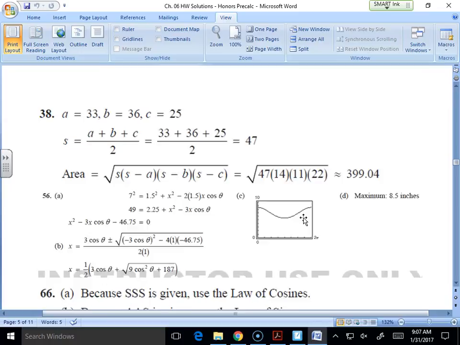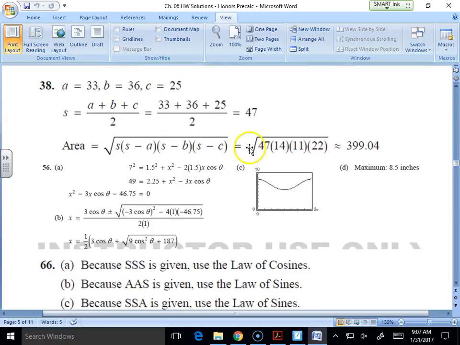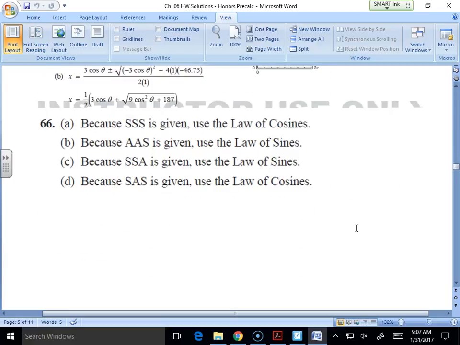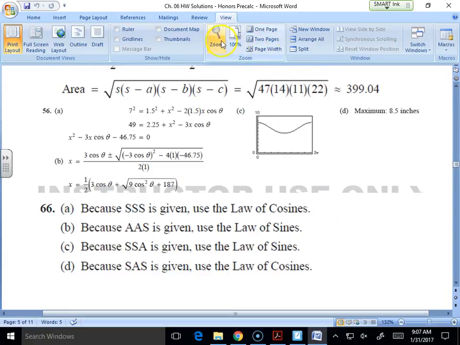Number 38. There's just a plug and chug. Did you run this formula? Final answer is 399.47. And I think these are the last 2, right? Can you zoom in on 56 just a little bit?